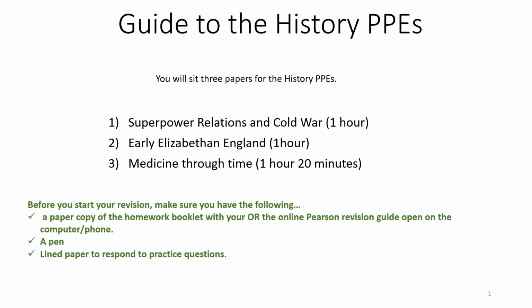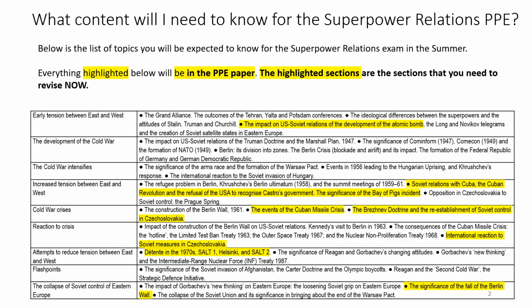So to make sure that you prepare fully for your PPEs, you obviously need to know what you're going to be examined on. So in front of you and in your paper booklet, you have a copy of the exam specification. So that means absolutely everything that could come up in the final exam. For your PPEs, I've highlighted the topics that are going to come up. So that means that everything that's highlighted on your page and on the screen in yellow is what you're going to need to spend your time revising.